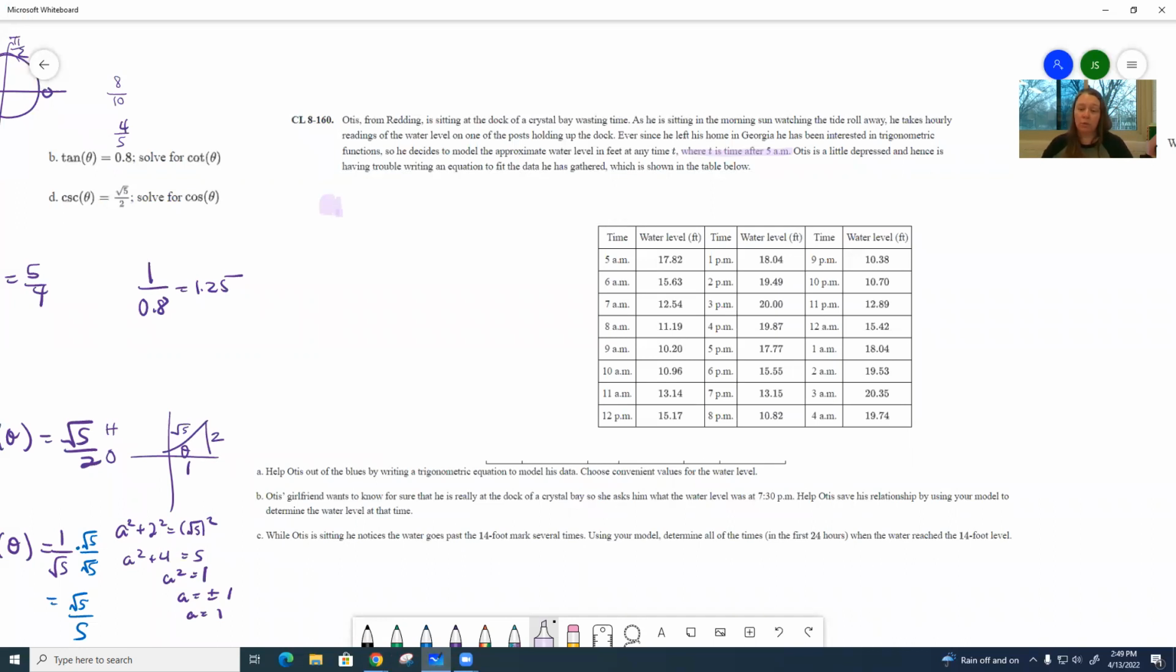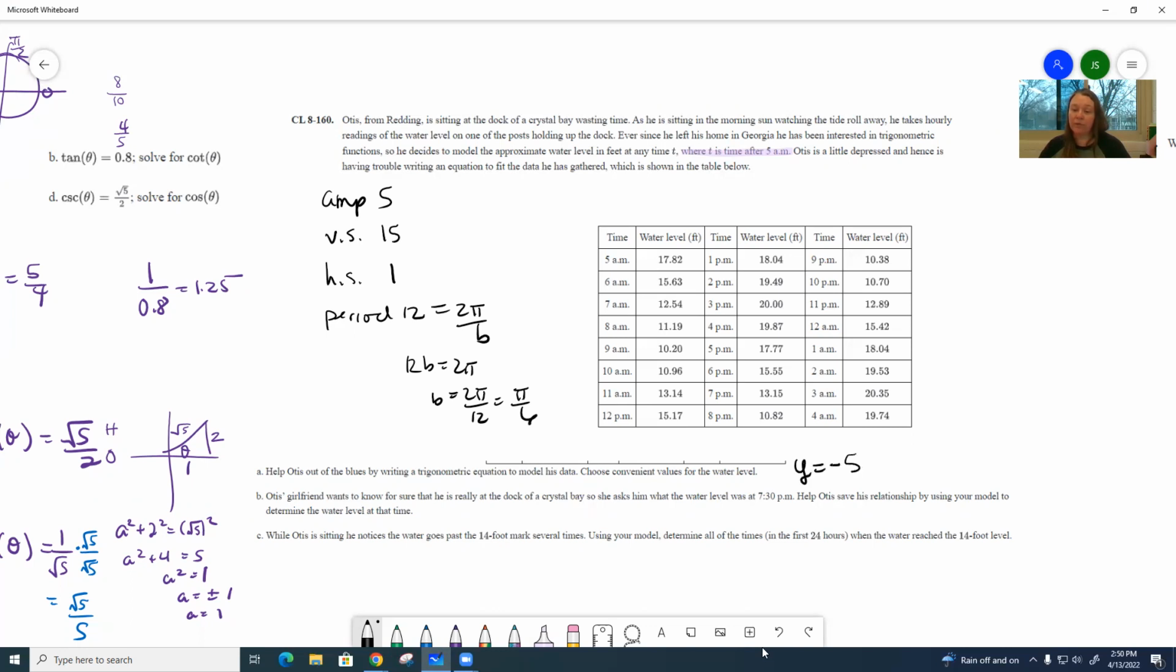So we said our amplitude, let's go back to the pen here. Our amplitude is 5. Our vertical shift was 15. We had a horizontal shift of 1, and our period was 12, but I need to know B. So if I multiply both sides by B, I get 12B equals 2 pi. So B is 2 pi over 12 or pi over 6. So it was a flipped sine. So I would have y equals negative, my amplitude was 5, sine pi over 6 times t minus 1, and then plus 15. There would be my equation.